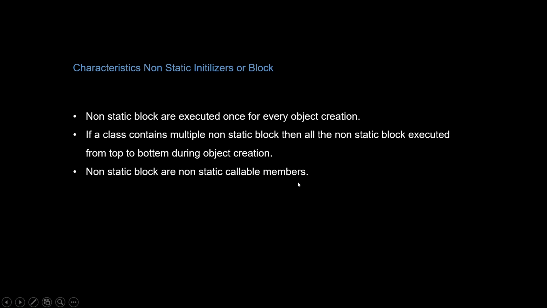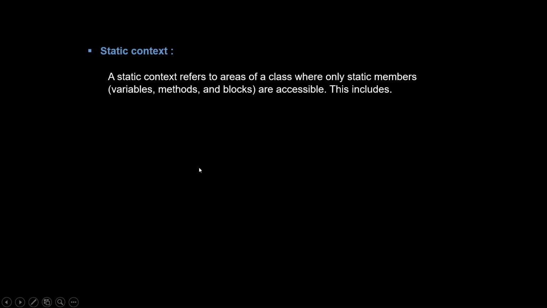So next one is non-static block, the non-static callable members. We can call those members which represent the non-static block. So next one is static constructs. A lot of people are confused here. What is the static context? Don't worry about it. If you are not understanding the theoretical part, don't worry. I will explain with a practical example.